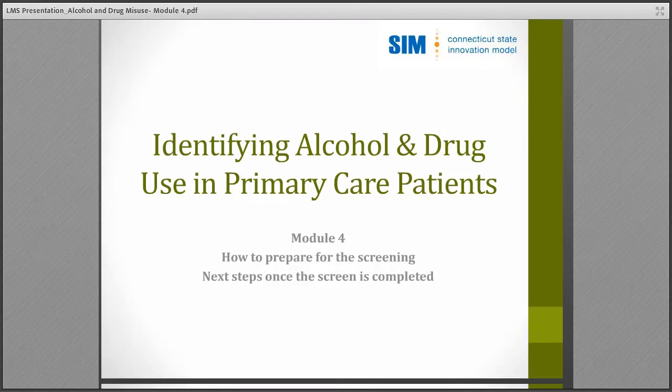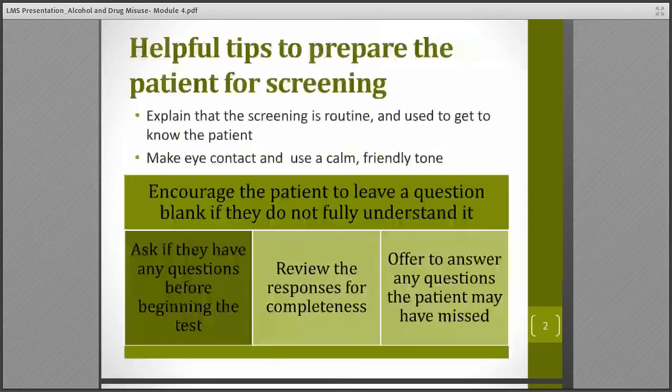In Module 4, we'll talk about how to prepare the patient for the screening. Then we'll review how to prepare to review the results of the screenings for alcohol and drug misuse with the patient. Let's start by talking about preparing the patient for the screening process.